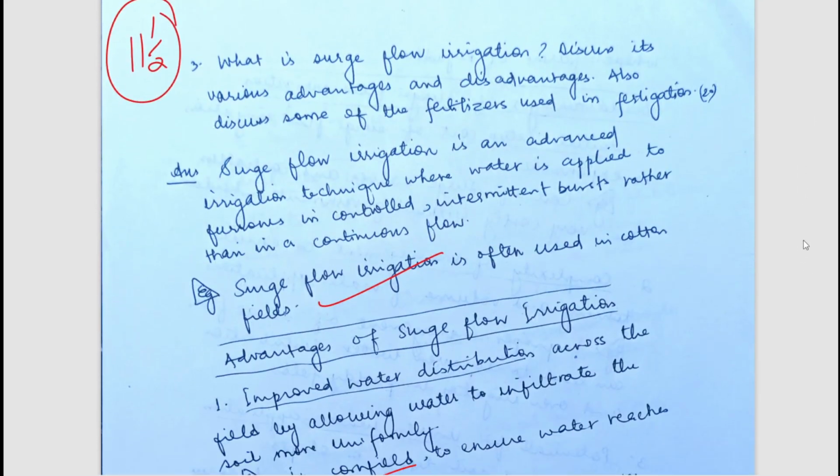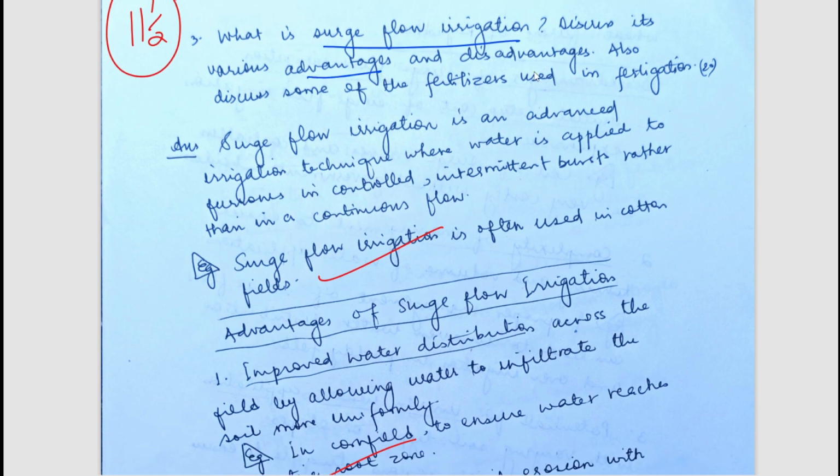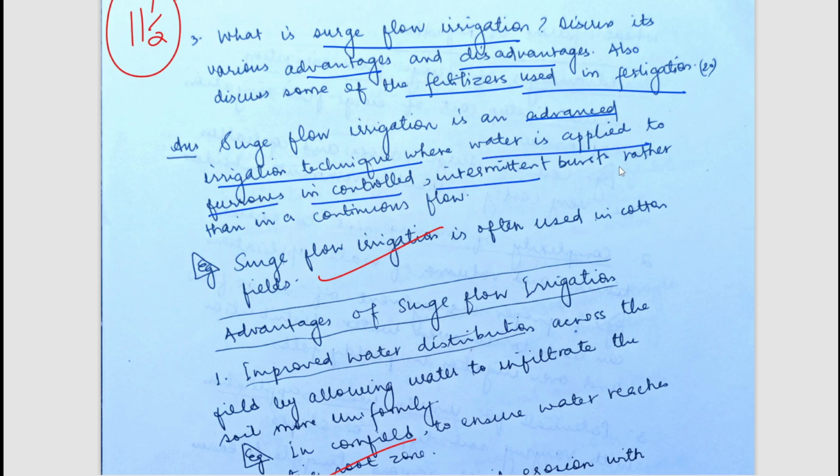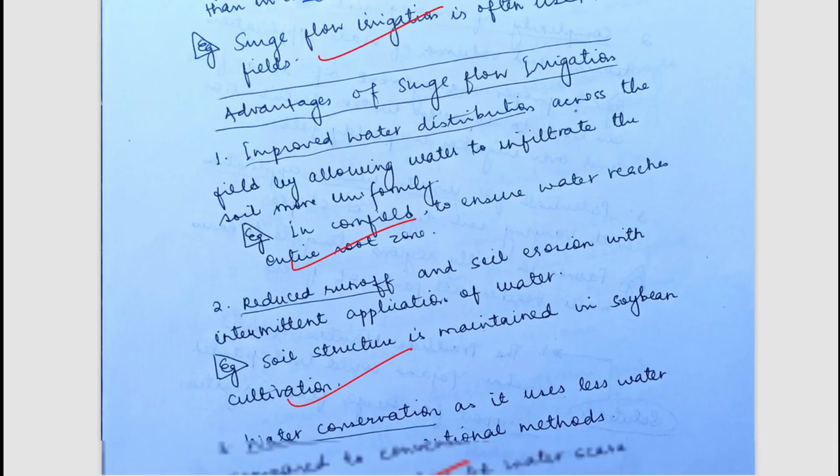The next question is, what is surge flow irrigation, and we have to discuss its various advantages and disadvantages, and also some of the fertilizers which are used in fertigation. So what is surge flow irrigation? It is an advanced irrigation technique where water is applied to furrows in controlled, intermittent bursts rather than in continuous flow. So it is an advancement of the normal flow irrigation. Now we will see the advantages of surge flow irrigation.